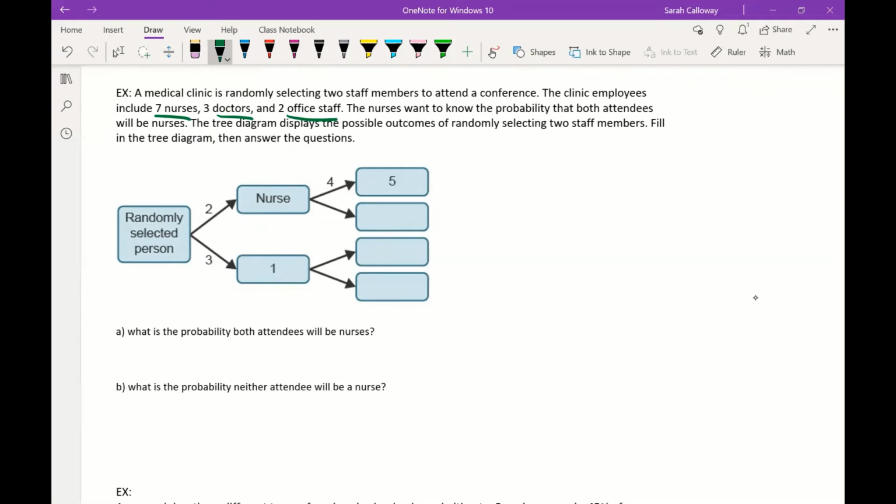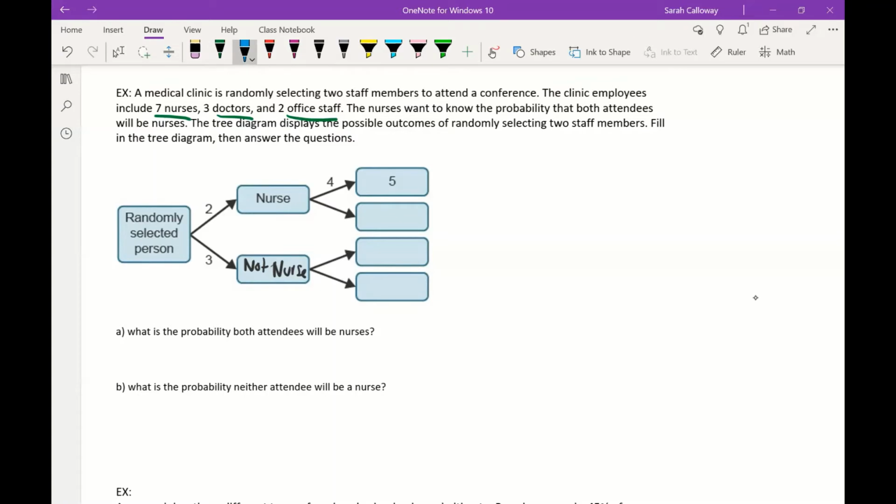So there's 3 different groups of people, right? Doctors, nurses, and office staff. Because there's only 2 branches, they're only concerned about it being a nurse, right? So the complement of being a nurse is not being a nurse. So that means that all they're concerned with is whether the person is a nurse or not a nurse. So it doesn't matter if they're a doctor or office staff. On the arrows, that's going to be the probabilities.